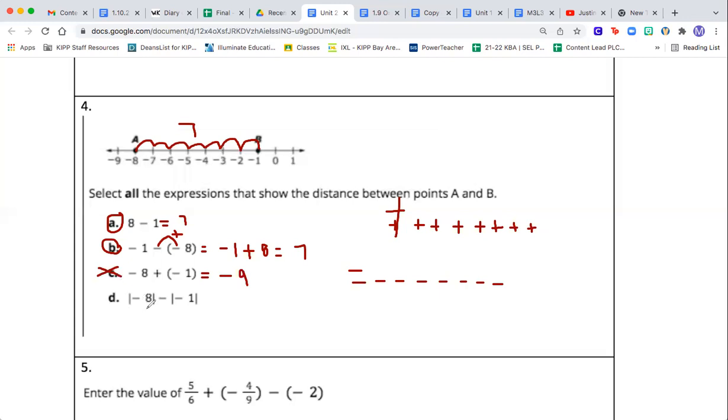Now the last one is absolute value. Now some of you went like this, where you did the +1, but that's not true because in order of operations, you have to do what's in groupings first, and absolute value comes first before subtraction. So first we have to solve absolute value. Absolute value of -8 is 8. And absolute value of -1 is 1. So here we just get 8 minus 1, which also equals 7.